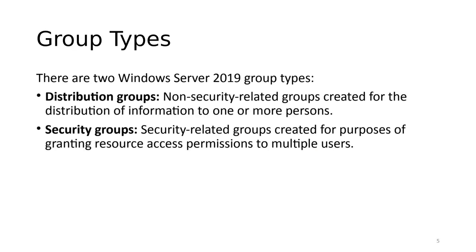We have two types of groups: distribution group and security group. Distribution is non-security. It's only created for distribution of information. Security group is the one important for us in the lab, because this is the one you use for granting resources, as our colleague asked about, granting permissions.